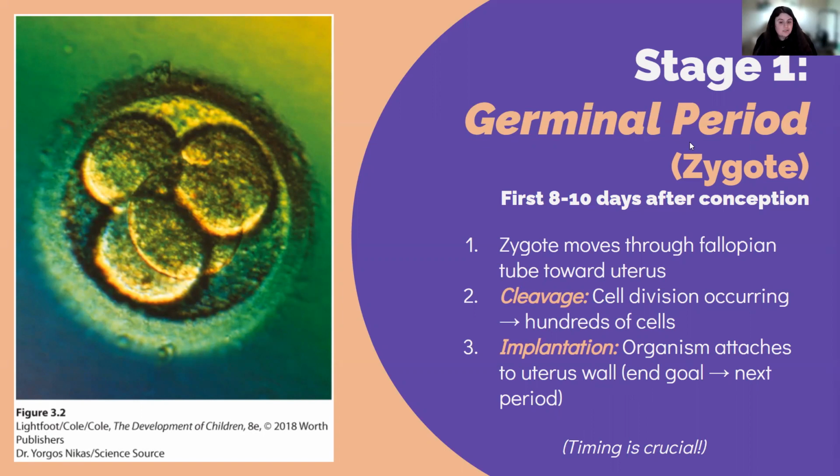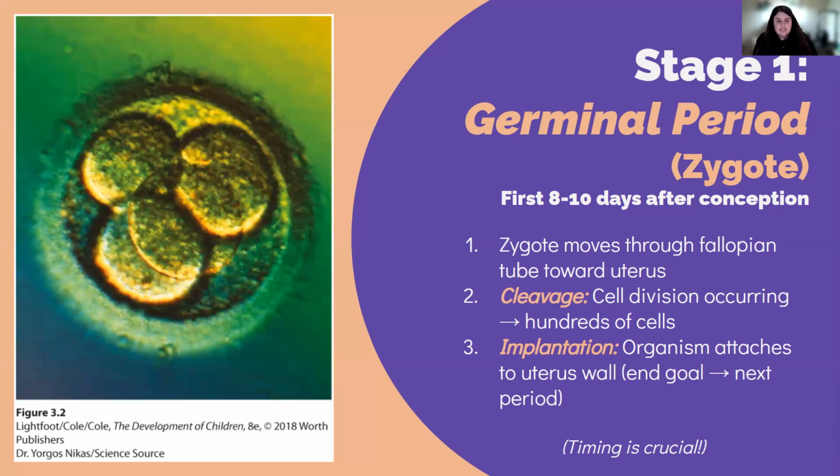Timing is crucial. So if the zygote moves to the uterus a little too soon or a little too late, the uterine environment may not be hormonally prepared, so the organism may be terminated, meaning that it's no longer going to develop further into the other periods and no longer form into what we know as infants. So again, that's just one example of how fragile prenatal development can be.